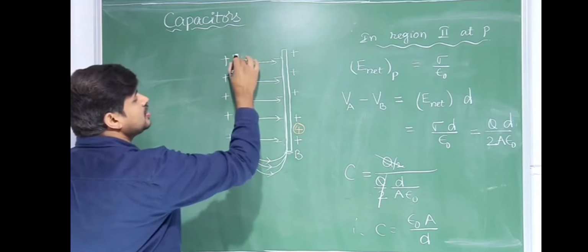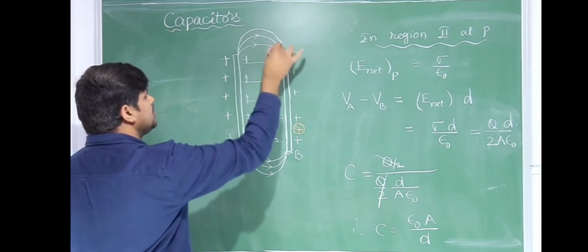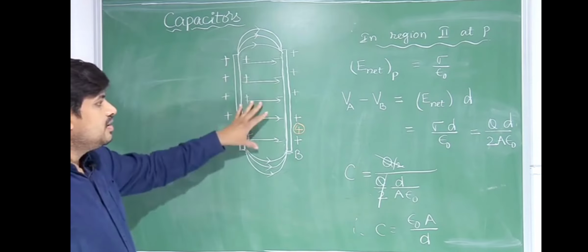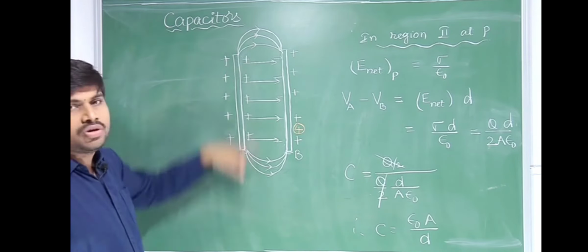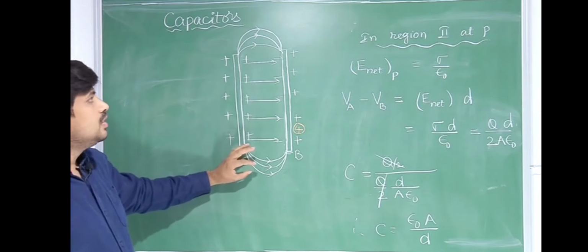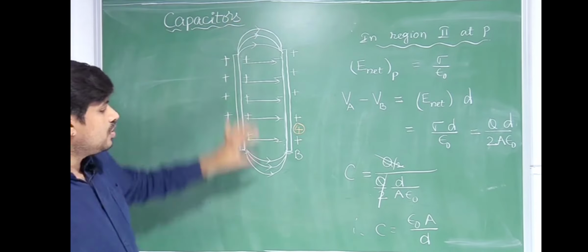It is directed like this. Okay, at the corners the electric field is non-uniform. We consider only that region which is the uniform electric field region. We do not consider the electric field at the corners. Okay, this effect is called the fringing effect. So at the fringing effect, at these corners the electric field is not uniform.